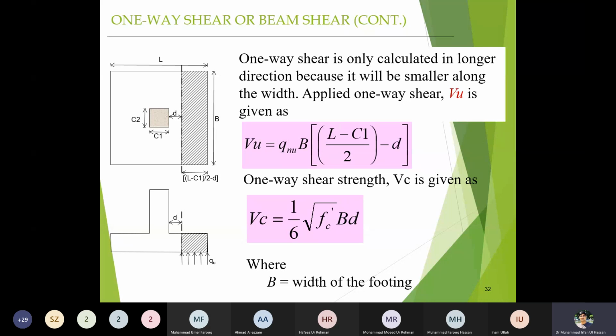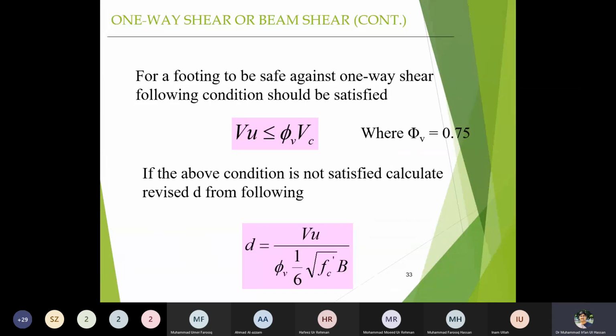The one-way shear check must be satisfied by phi Vc, phi 1 over 6 root fc prime b d, because you have considered the full width, so also in the phi Vc check you will consider the full width. So the one-way shear check should be satisfied. And if the one-way shear check is not satisfied, then you can compute the revised depth by this expression: d is equal to Vu divided by phi 1 over 6 root fc prime b.